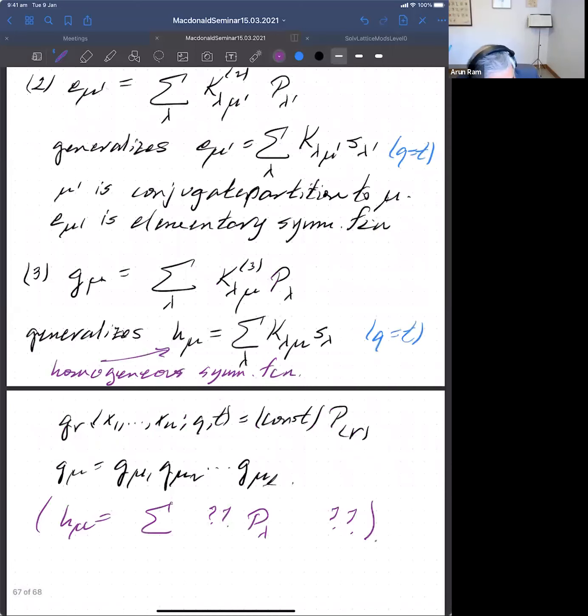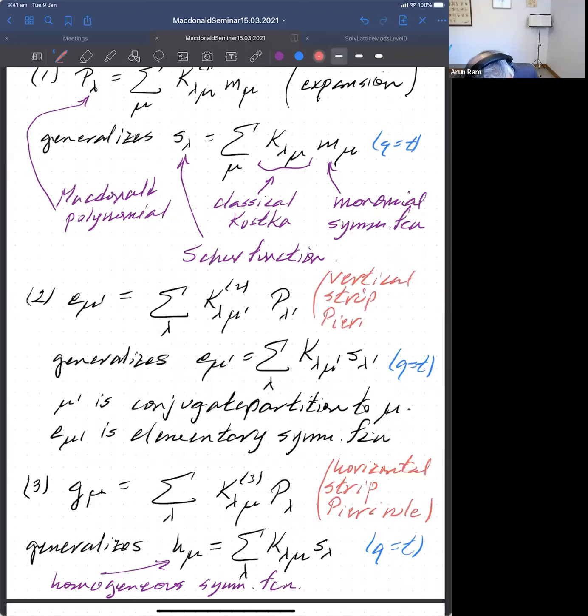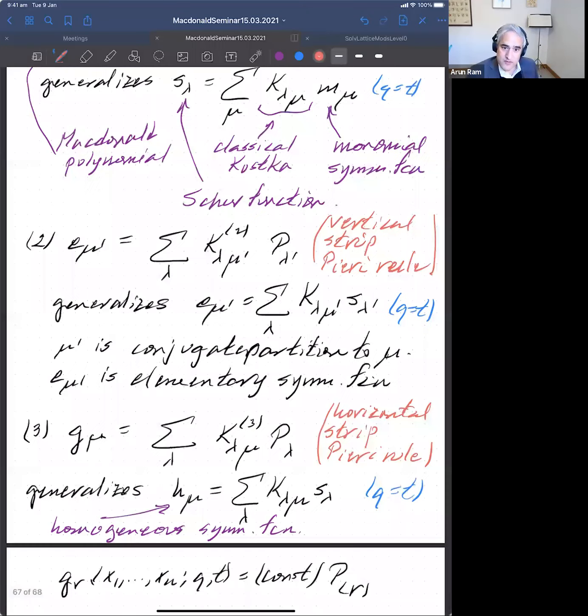This comes from the horizontal strip Pieri rule, and this one comes from a vertical strip Pieri rule. So in the Macdonald polynomial case, we have some Pieri rules for multiplying by a single row or a single column, and these are coming from the E's and the G's. So this is the reason why I chose those.